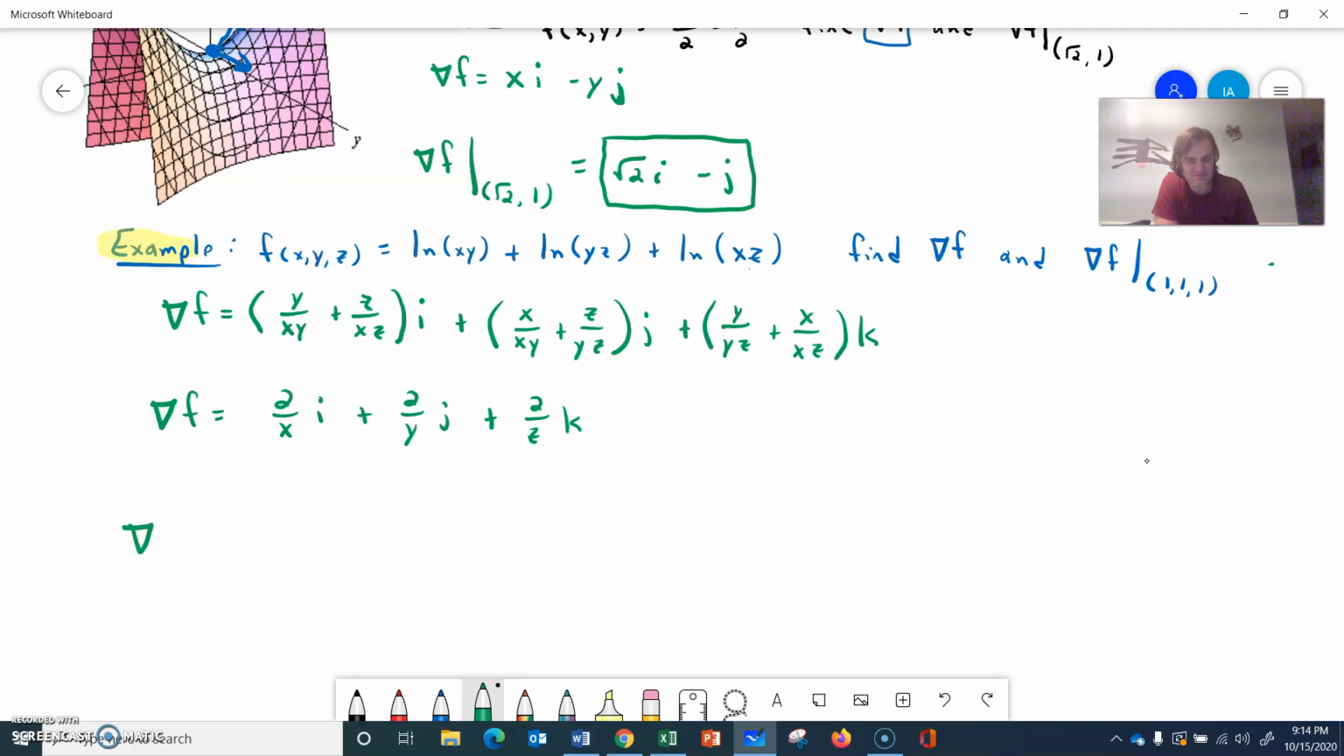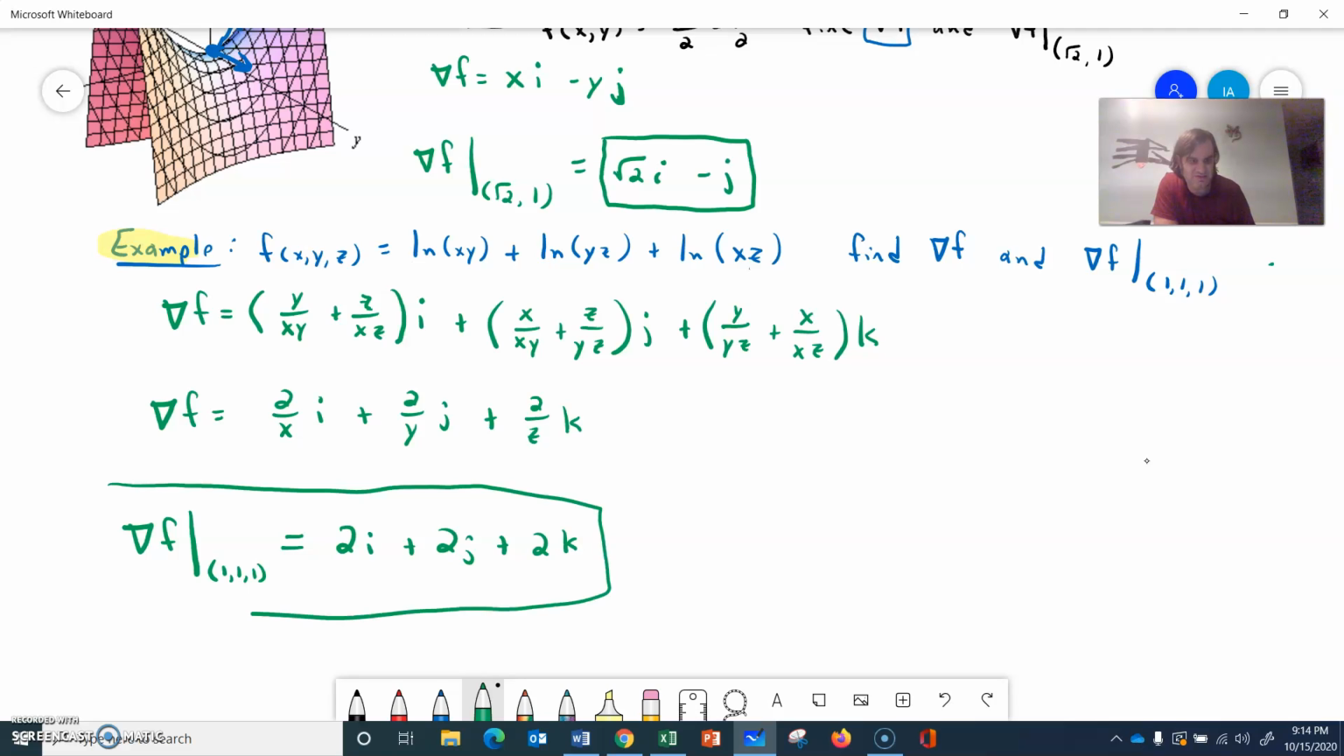Not necessarily the most, but the fastest. So keep that in mind. It's not where it's going to go up the most, but the fastest. Okay, so let's plug in the point 1, 1, 1. That's an easy one. So that would be 2i plus 2j plus 2k. So that's the direction I would move to make this thing increase the fastest, the most rapid.